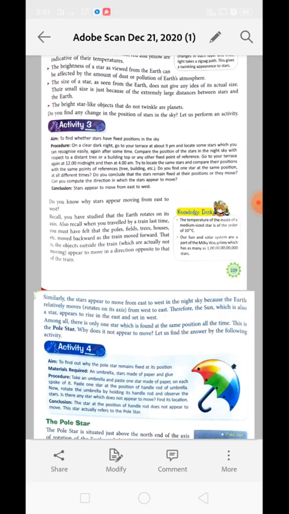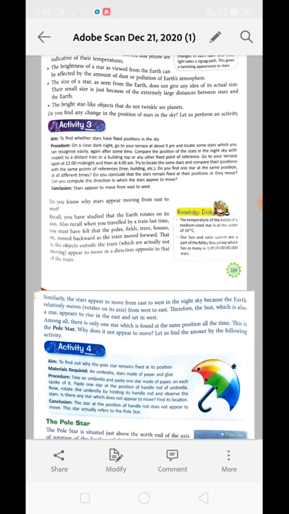In the same manner, we are sitting on the earth, and the stars appear to move from east to west. It means our earth is rotating in the opposite direction. Stars appear to move from east to west in the night sky because the earth's relative motion is from west to east. Therefore the sun, which is also a star, appears to rise in the east and set in the west. Why? Because of the motion of the earth. The sun is fixed at its position and is not showing any kind of movement, but our earth is moving. That is why the sun appears to rise in the east and set in the west.